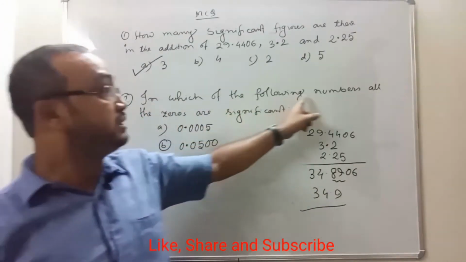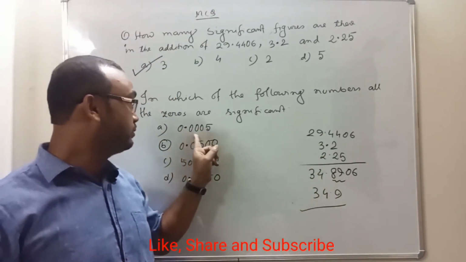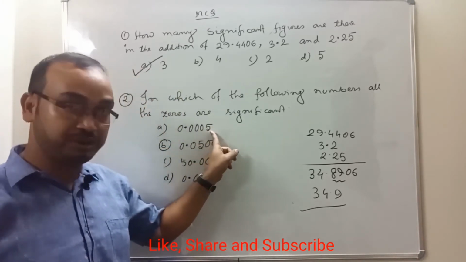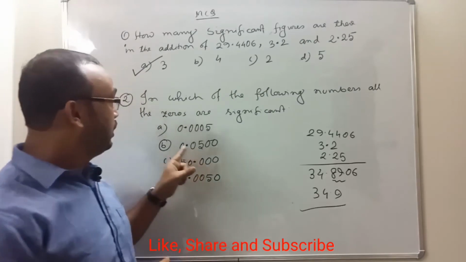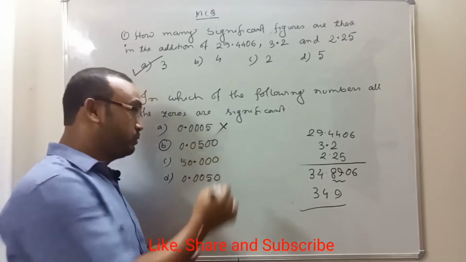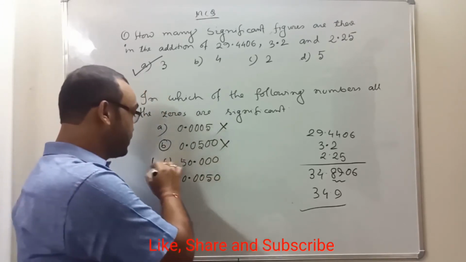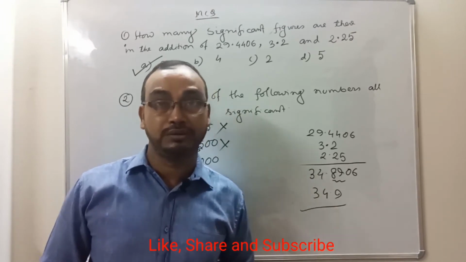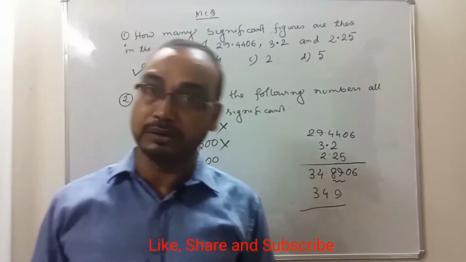Second one, in which of the following numbers are all the zeros significant? 0.0005. Before a non-zero digit, all zeros are not significant. Number one, this will be it. Same before non-zero. Here all zeros are present after non-zero. So the answer will be this. So this type of question can come from significant figures. So you will practice this also.